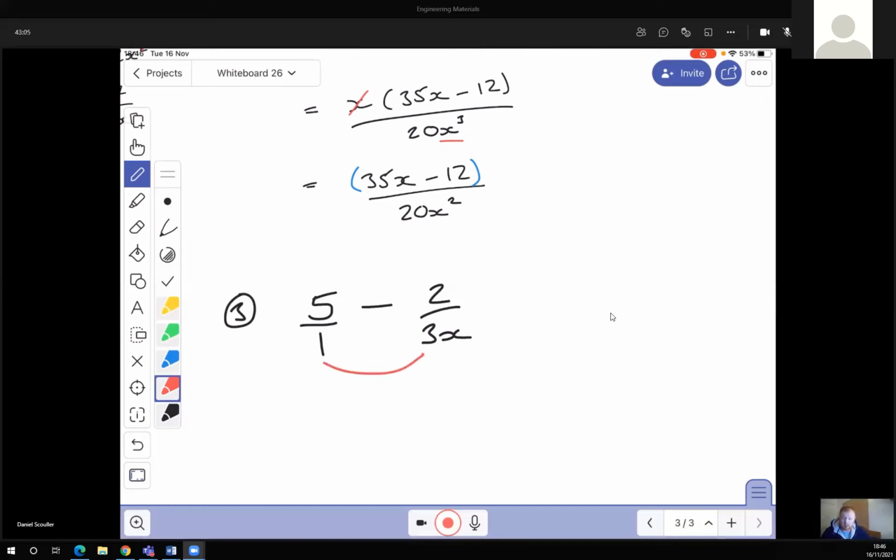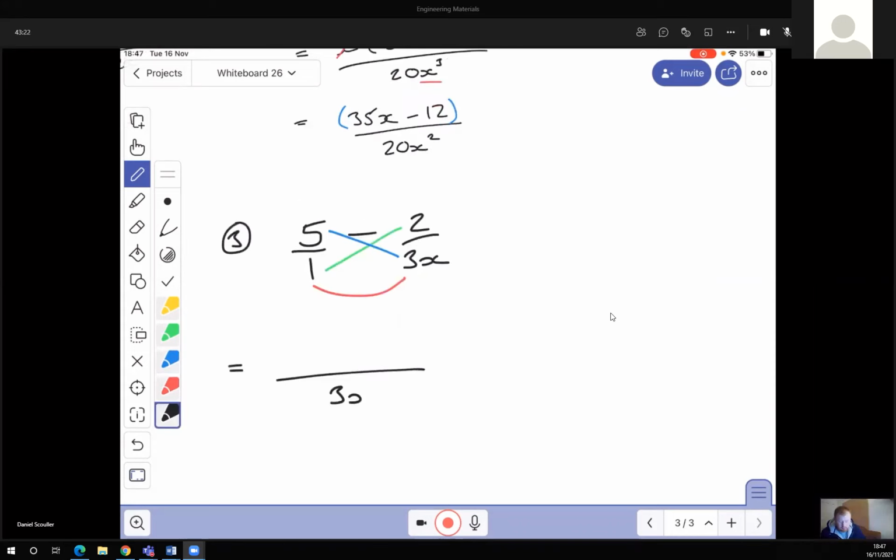Multiply to get the same down the bottom. So common denominator. Multiply across. Multiply across. So you're kissing and you're smiling. Your bottom just becomes 3x. You're multiplying that number 1 by 3x. Then you're following the same. So you have 15x minus 2. It's just 1 times 2.